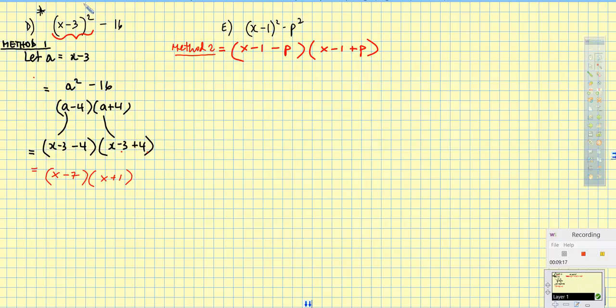All right, again, you don't have to do it in the first method where you substitute the a's. You might be able to just recognize it, as in the next example. I see it and I say, well, it's x minus 1 minus p and x minus 1 plus p, and I'm done.